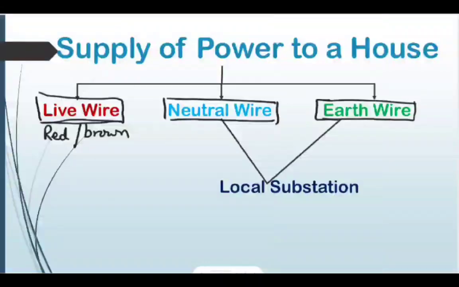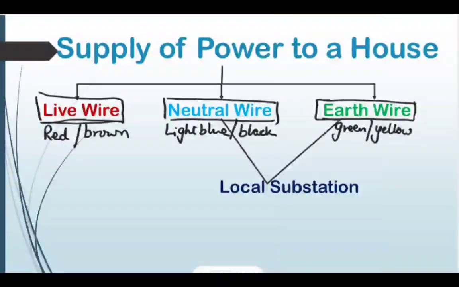Anything. The neutral wire, as I said, will be either light blue or black. They're all color coded. And the earth wire will either be green or yellow. All right, understanding this much?